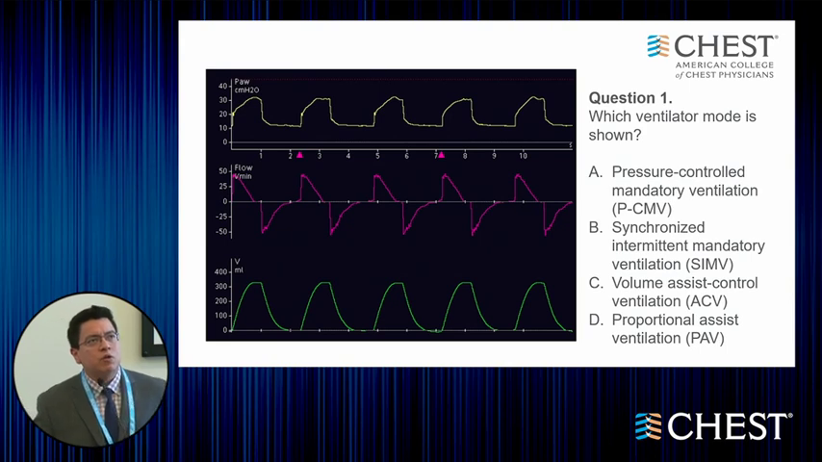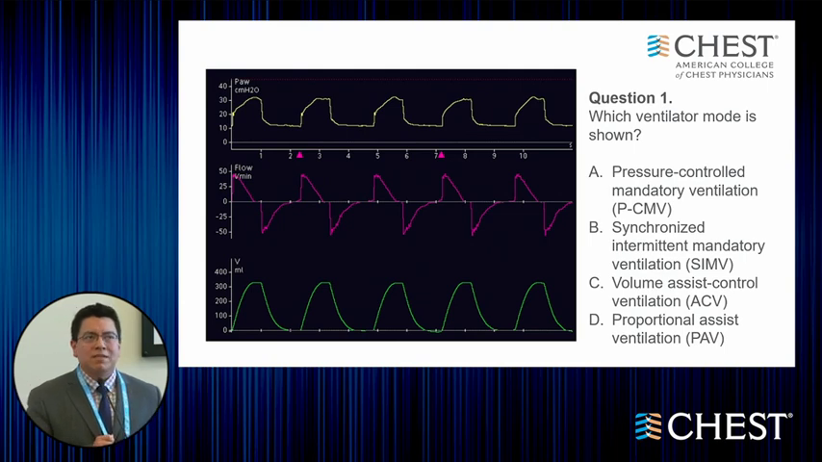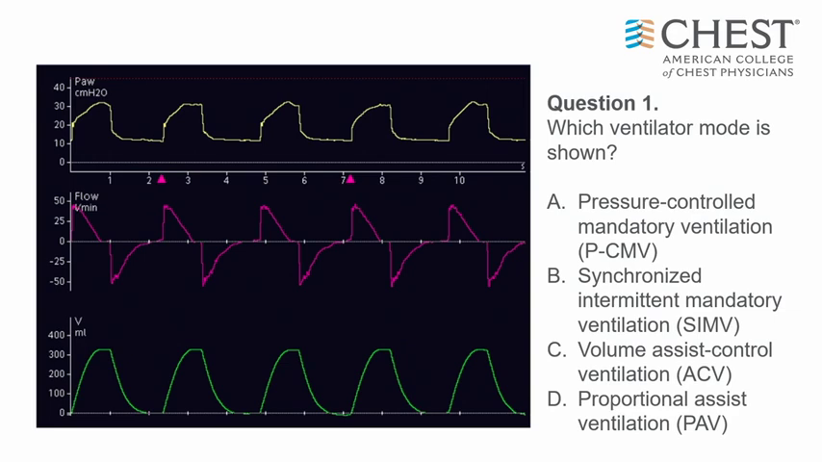So the first question is, which ventilator mode is shown here? A, pressure control mandatory ventilation. B, synchronized intermittent mandatory ventilation. C, volume assist control ventilation. And D, proportional assist ventilation. I want you to pay attention to, again, what variable is not exceeded during inspiration, and to pay attention to which variable is actually showing changes.